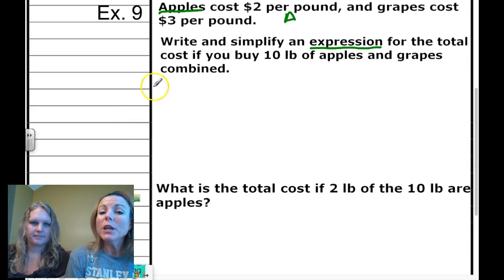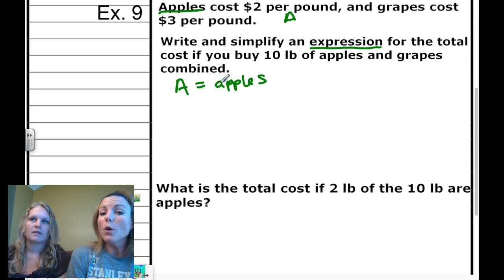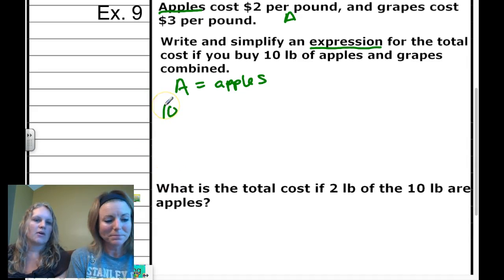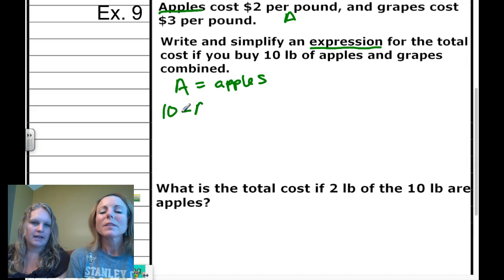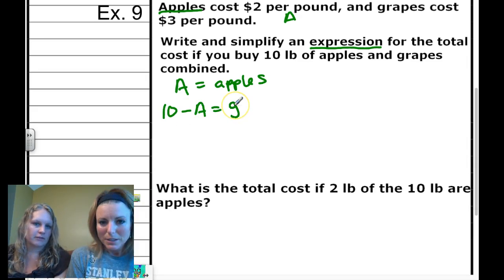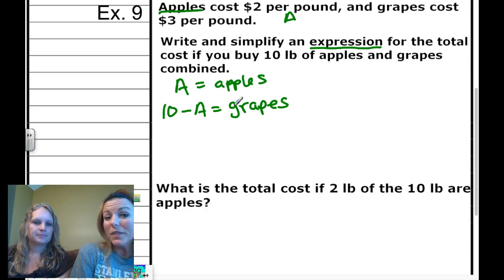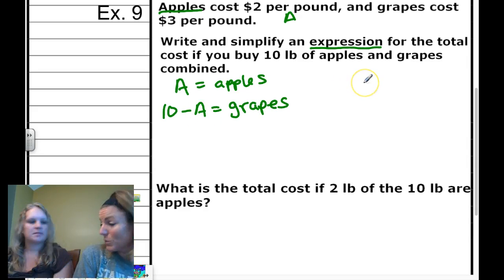If we know we're buying a total of 10 pounds of apples and grapes, we can define grapes in terms of A by taking 10 minus A. However many apples, we just take it away from the total, and then we'd have our leftover grapes. So we know we have a total of 10. Let's take away the apples, and that's what's left over for grapes.